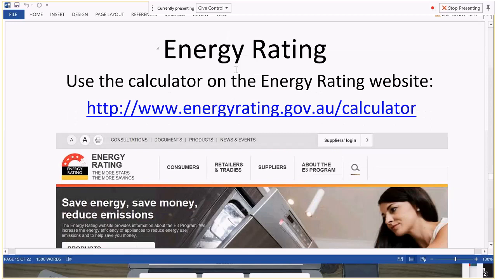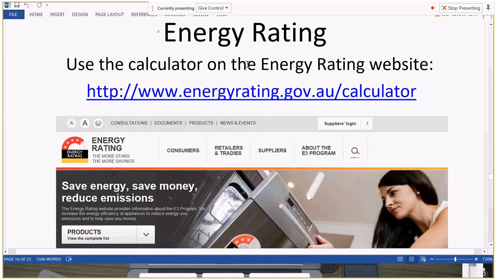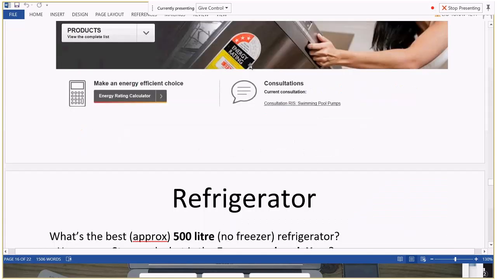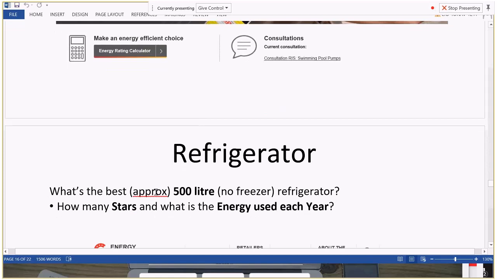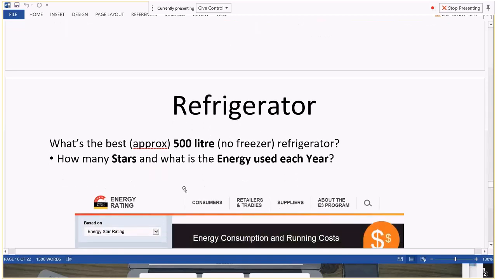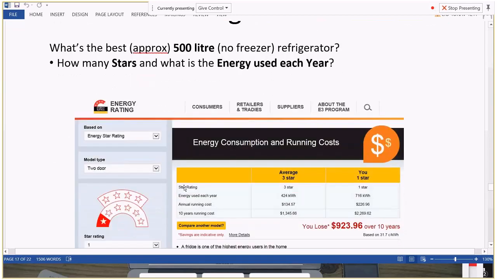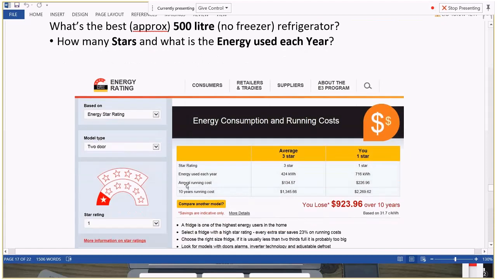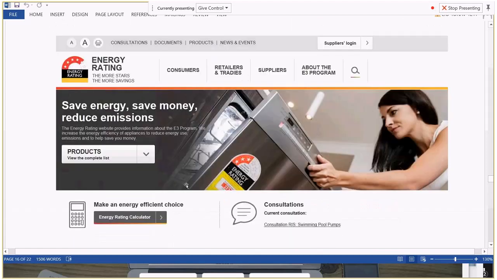Now, as part of it, you have to choose a 500 litre refrigerator. So what is the best approximately 500 litre no freezer refrigerator? How many stars and what energy is used each year? We need to go to a few different areas to find out that information.